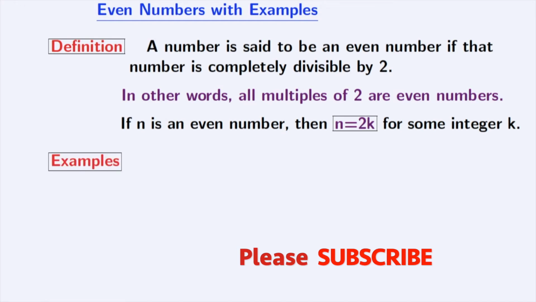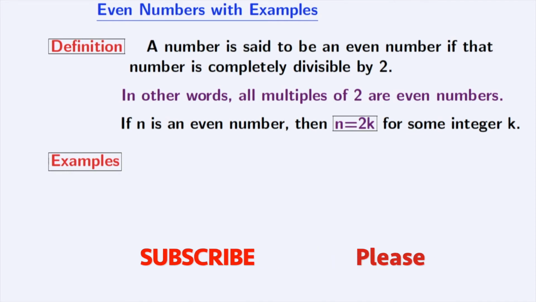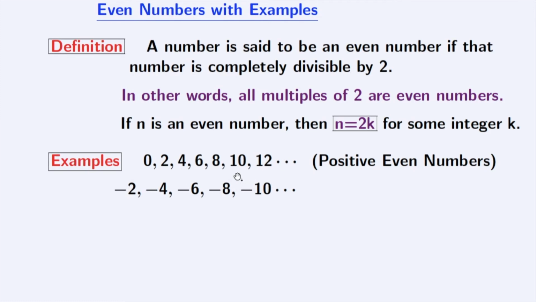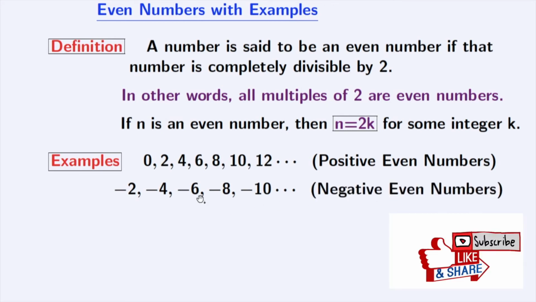Now we will give a few examples. 0, 2, 4, 6, 8, 10, 12 and so on are the positive even numbers. -2, -4, -6, -8, -10 and so on are the negative even numbers. Look that all these numbers are divisible by 2.